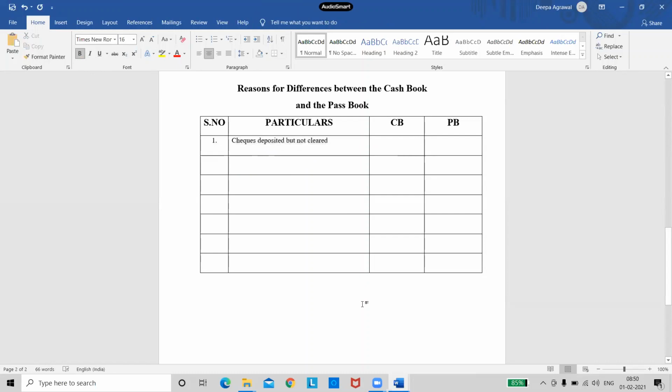Yes. So now what we need to see is whenever there is a difference, whenever there is a reason.